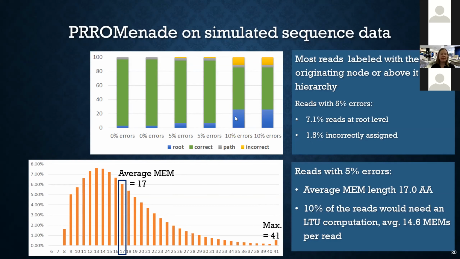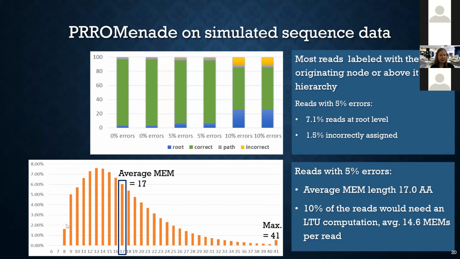But when you start adding errors up to 10% or even 30% in some cases, two things happen. The number of reads going to the root starts increasing. This may be due to the matches being shorter as well as less specific, as well as there starts to be an increase in the percentage of errors. The average MEM length for this case of 5% errors is 17 amino acids out of the maximum 41. And this is kind of what the distribution looks like.